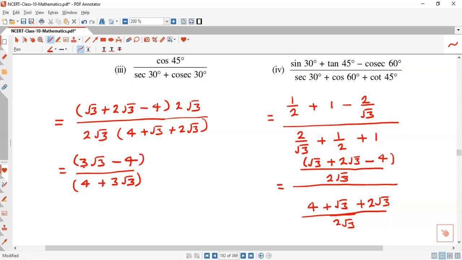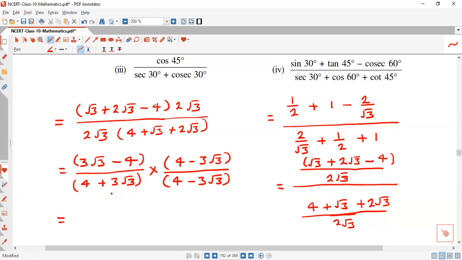But this answer has a problem: inside the denominator we have a radical sign, root 3. So I will rationalize this part. To rationalize, I will multiply the numerator and denominator by the term 4 minus 3 root 3, because we want to remove this radical sign, with the sign changed to minus 3 root 3.